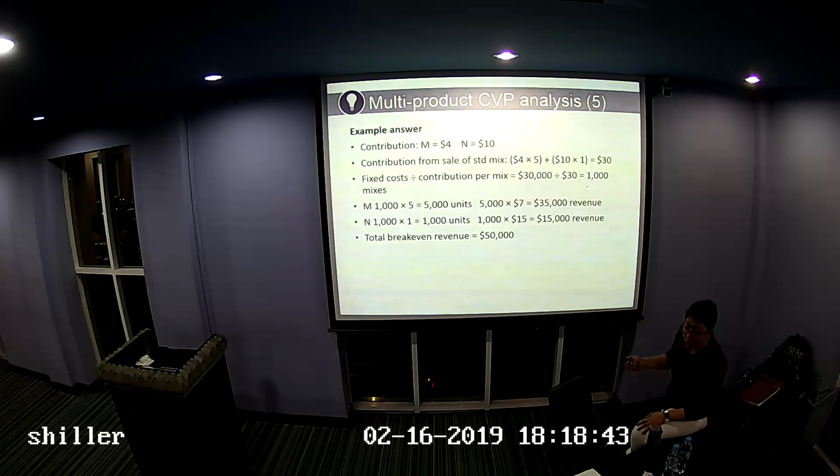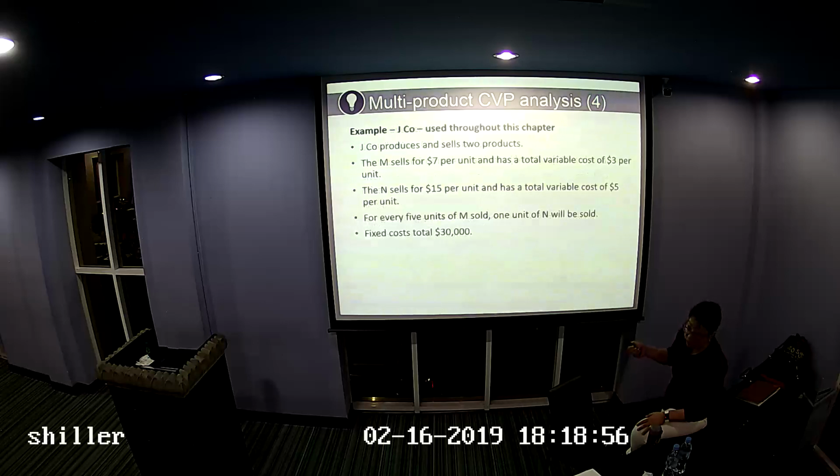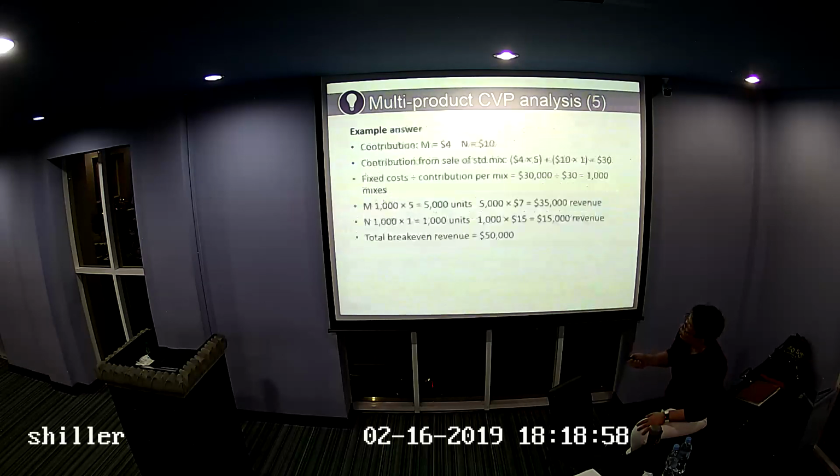What's the question? What is M and N? There's two. Yes, these two. These are the two products they sell. Yeah? So, it says that there will be 1,000 of the combination of the two. Yes? So, 1,000 mixes, 1,000 combination of M and N. But I need to know how many of M and how many of N.